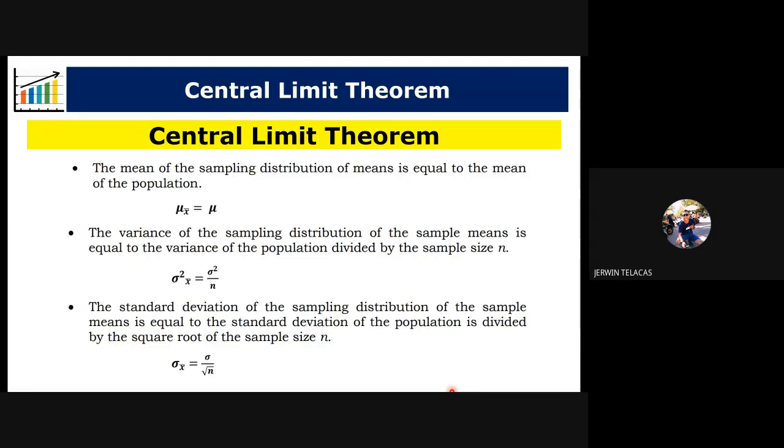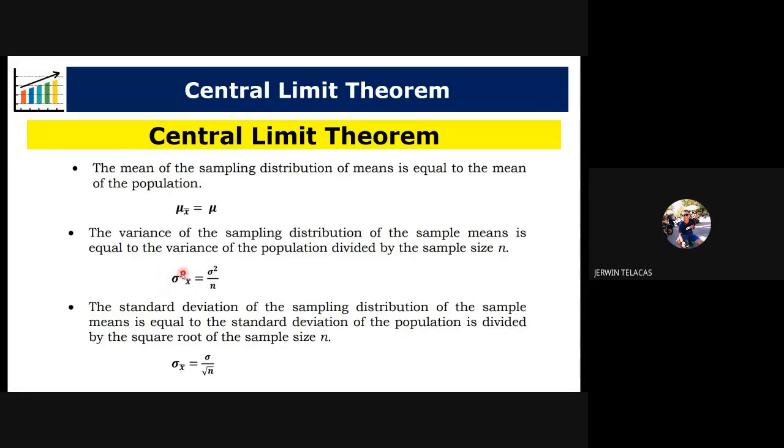Okay, so we are going to use the following formula. So the mean of the sampling distribution of means is equal to the mean of the population. Alam na natin yan in our previous topic. So kung ano yung population mean, yun din yung mean ng sample distribution natin or sampling distribution natin. In symbol, we have here. The variance of the sampling distribution of the sample means is equal to the variance of the population divided by the sample size n. So ito rin present ko dati sa inyo na formula.